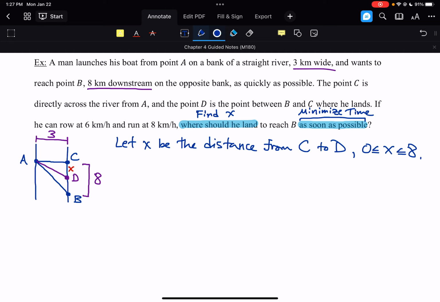So we need to set up a formula that's somehow going to relate the distance that he's traveling with the amount of time that it takes to get there. And we also know his rates, right? We know that he rows at 6 and runs at 8. And so we do have a formula for that, and that is the formula distance equals rate times time. You might remember it from algebra.